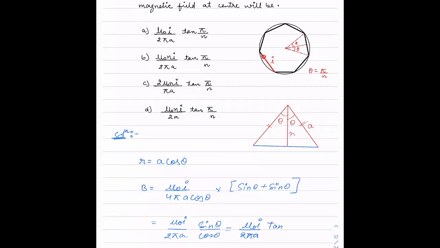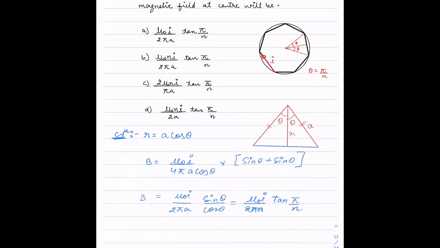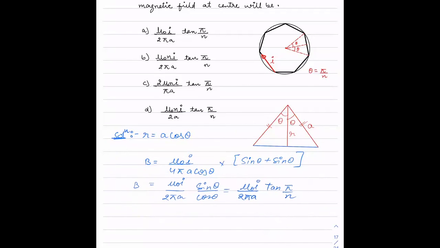Now what is theta value? It is pi by n. Is it okay? Any doubt? Now this is for one side. Remember, this is for the calculations that you have done; all this calculation is for one side.